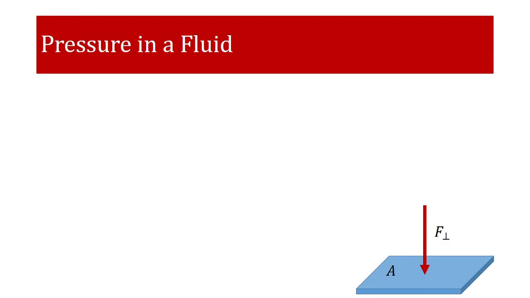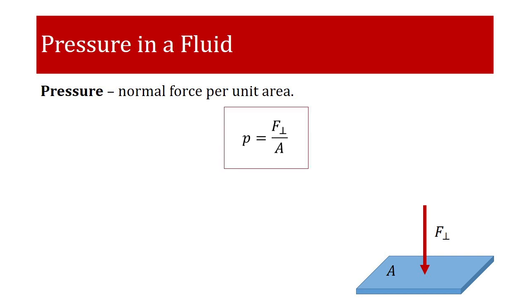Suppose we have a cross-sectional area with an area of A and there is a perpendicular force exerting on that area. Then, the pressure on that area is equal to the magnitude of the perpendicular force divided by the area of the plane. In symbols, we have P equals F over A.